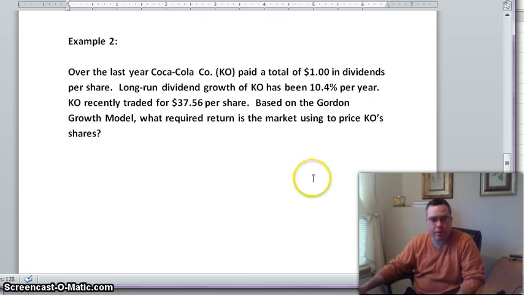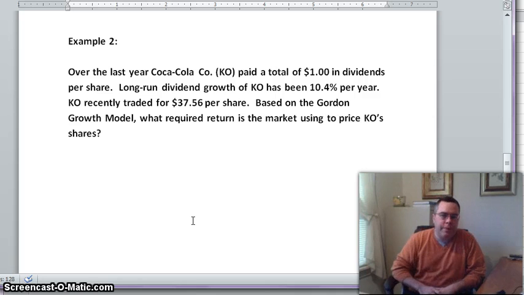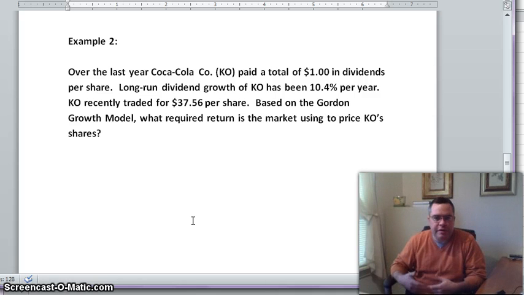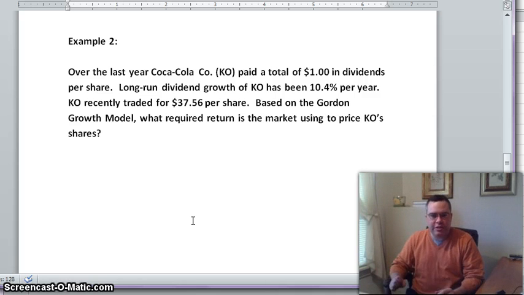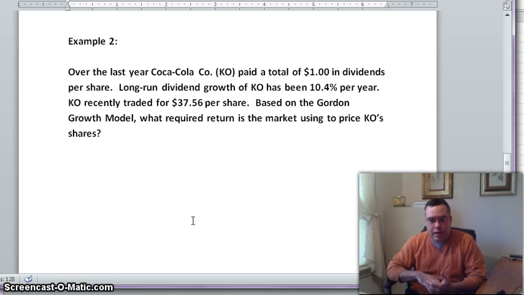Let's do another example. Over the last year, Coca-Cola paid a total of $1 in dividends, long-run dividend growth 10.4%, so I didn't change anything there. But the second half of the problem is different. I said recently their share price traded for $37.56. Based on the Gordon growth model, what required return is the market using? So I flipped the problem around here.